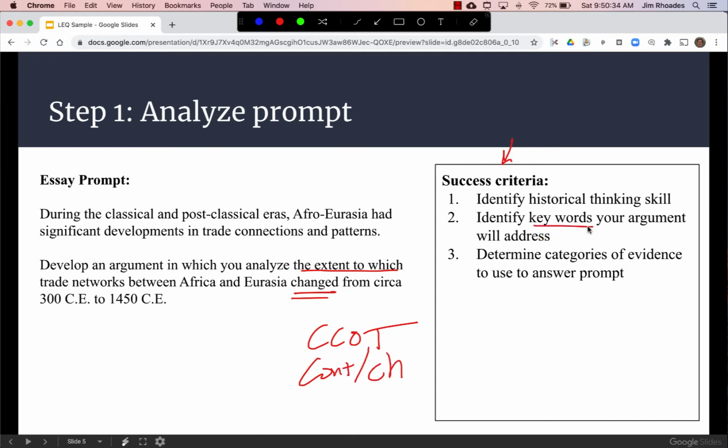The next thing is the keywords. I know I'm talking about something that may or may not have changed, and the keywords are just: what is that something? So what am I asked to think about? And the answer to that is trade networks between Africa and Eurasia. So these are those keywords right here. The third thing I need to do is decide what my categories of evidence are going to be, and these will be my body paragraphs. We're going to do a brainstorm exercise to figure that out.